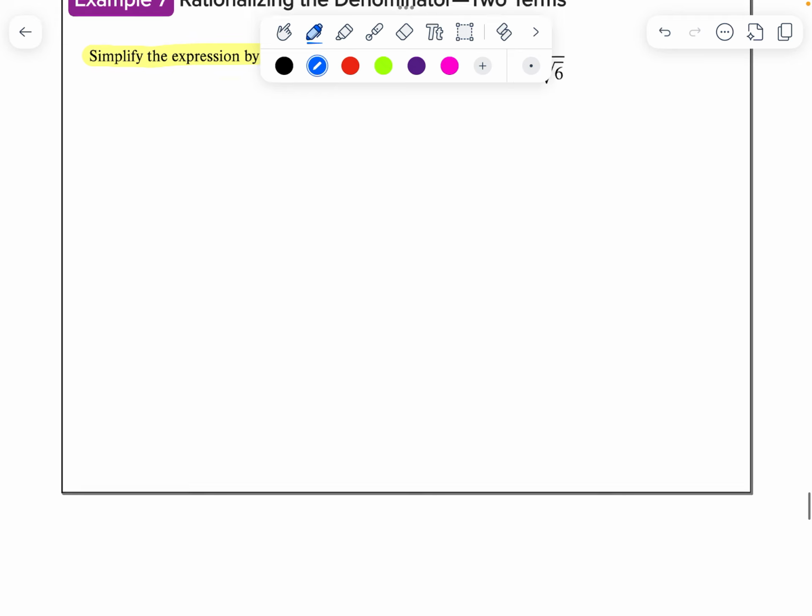What if we had something like 3 over 4 minus square root 2? Take a second and pause the video and see if you can work this out. The next one is going to be more difficult, so we want to make sure that we can do the easy one first. So again, we're focused on the denominator. What we're going to multiply by is 4 plus square root 2.